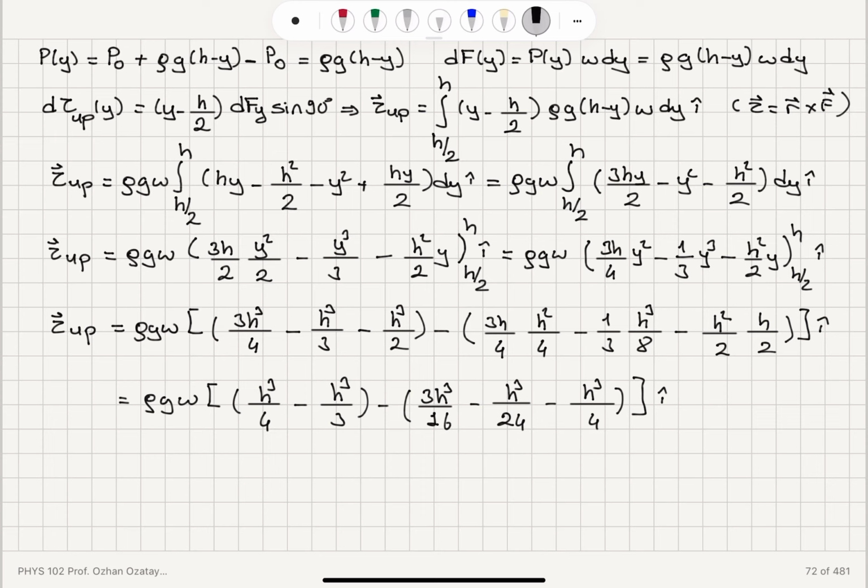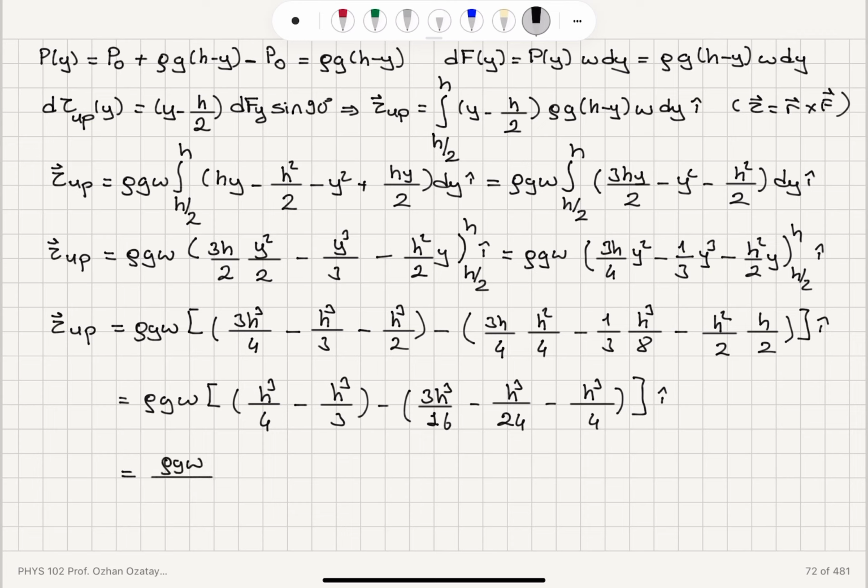This is basically equal to rho g w. So if I make this into the common denominator, in order to make the common denominator 48, so this will be rho g w divided by 48.